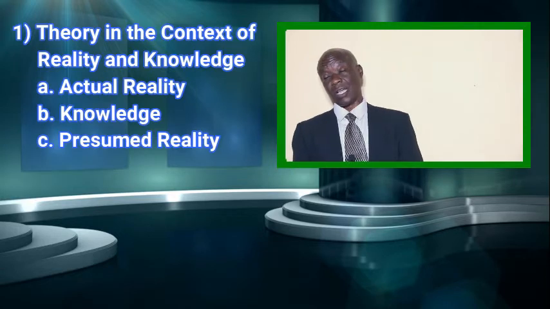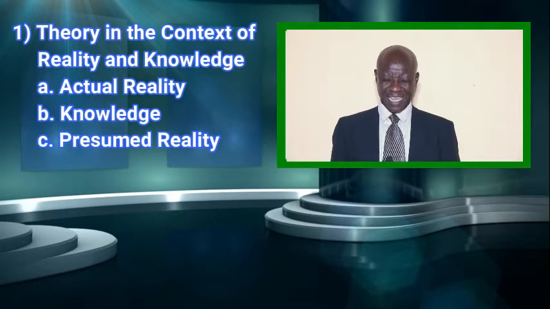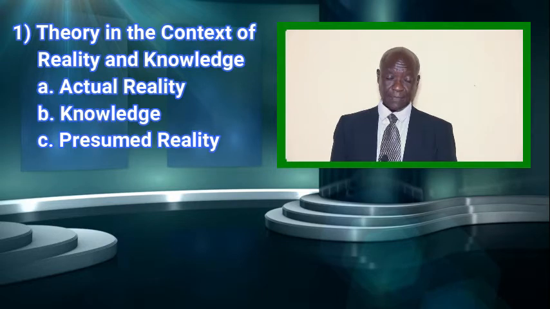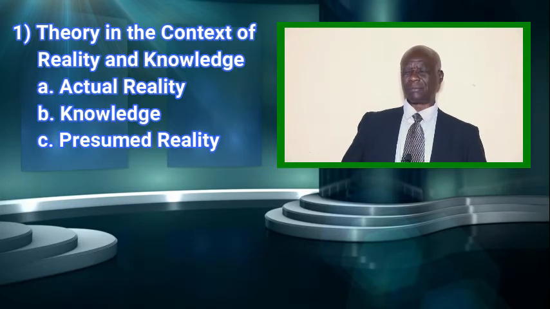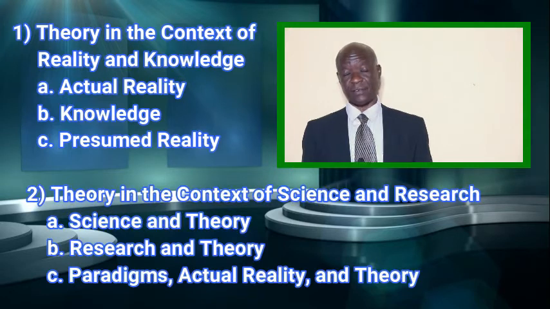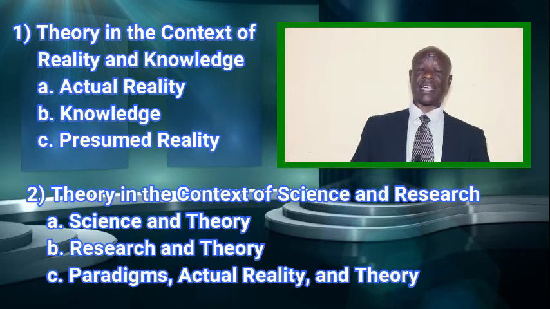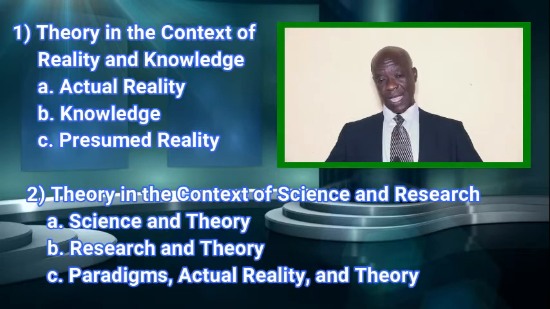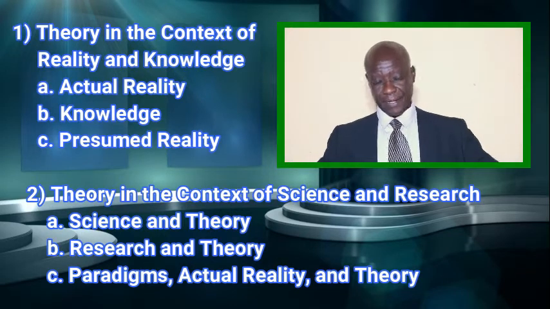And in this lecture, ladies and gentlemen, I will be covering two major aspects and then thereafter summarize. So we are going to look at theory in the context of reality and knowledge. So I'll be talking about actual reality, I'll be talking about knowledge, and I'll be talking about presumed reality. And those are aspects that we even covered in the previous lectures. Ladies and gentlemen, the second part that I'll be covering in this lecture will be related to theory in the context of science and research. And in this particular sense, we'll be looking at science and theory, we'll be looking at research and theory, and we'll be looking at paradigms, actual reality and theory, ladies and gentlemen. And thereafter, ladies and gentlemen, we shall come to the summary, and that will be the end.